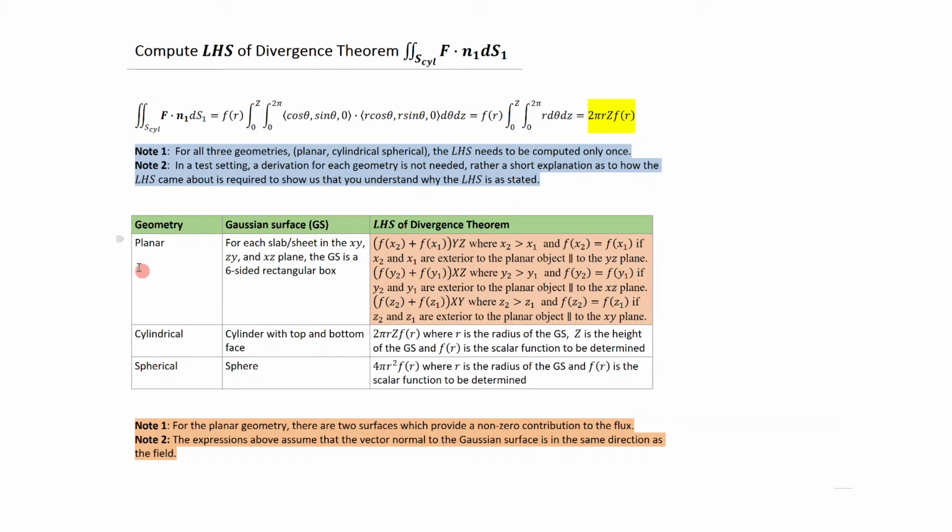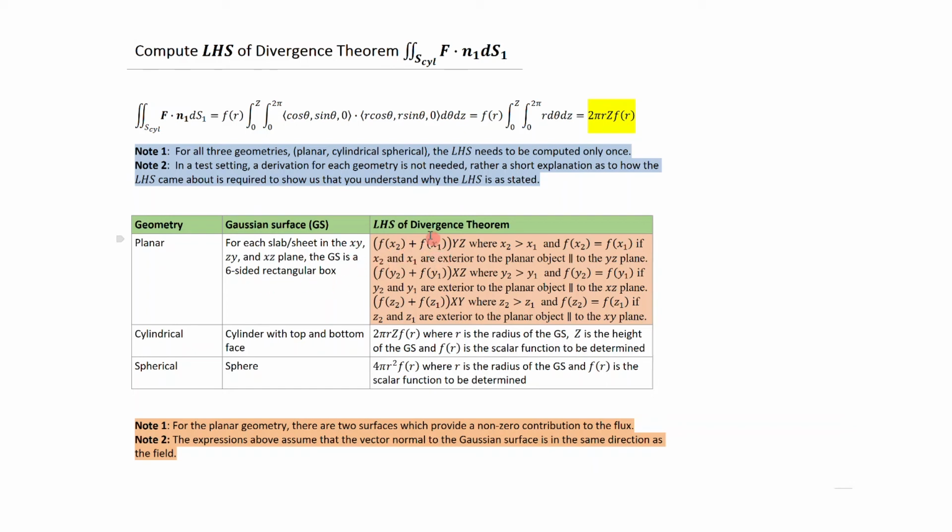All right, this table is just a summary of the three different geometries we'll be considering. The cylindrical case we've already just discussed. For the planar case, for example, you have a slab or sheet in the xy plane, the zy plane, or xz plane. These are three possible planes to be considered. And the Gaussian surface in all cases is a six-sided rectangular box.